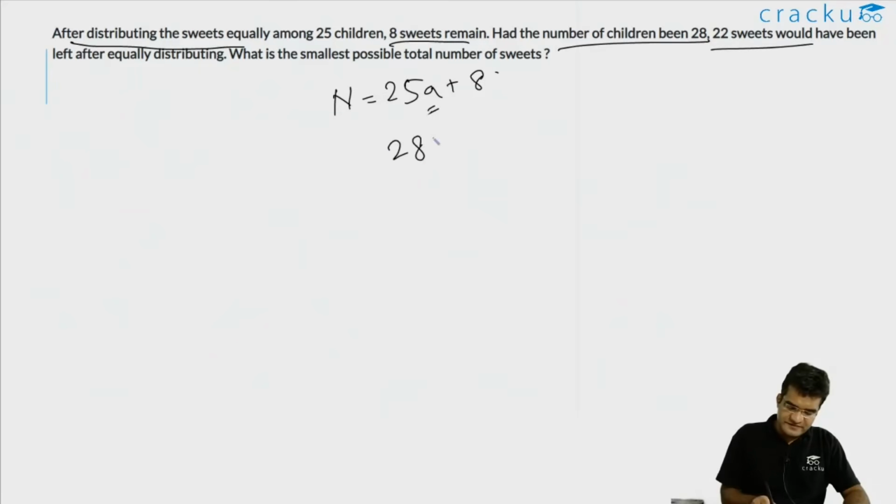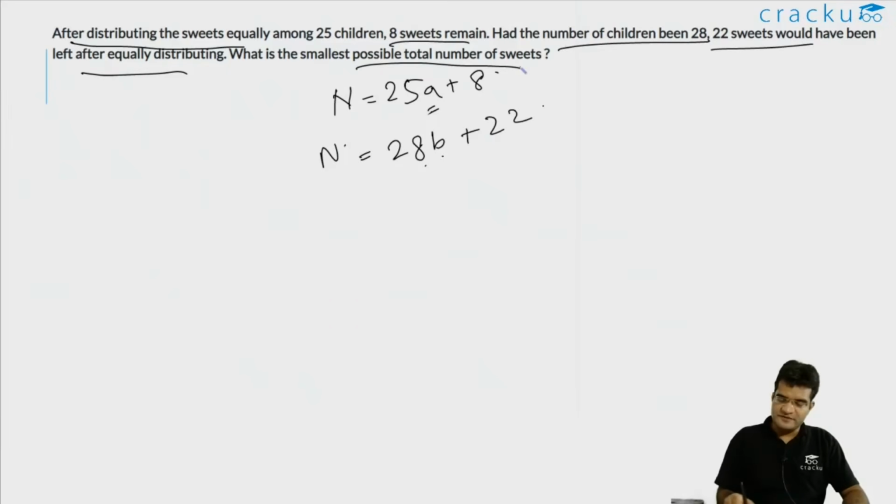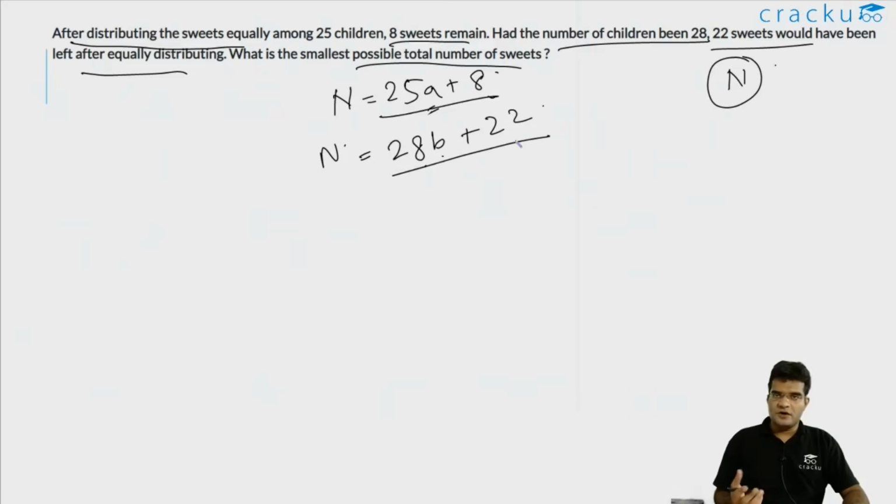So if say there were 28 children and each of them received b sweets, then 22 sweets would have remained. So n is also of the form 28b plus 22. Now we are required to find out what is the smallest possible number for the total number of sweets. So we are required to find out the smallest value of n such that it is of the form 25a plus 8 and it is also of the form 28b plus 22. Now how do we proceed?